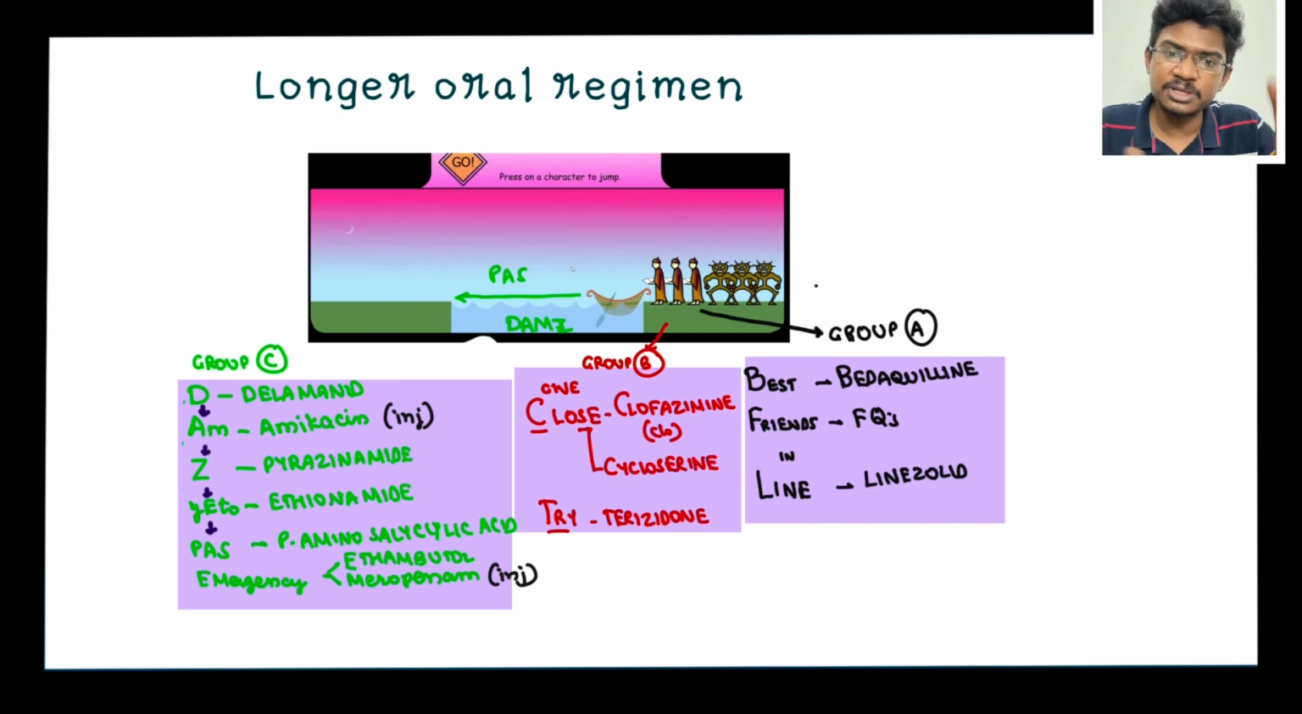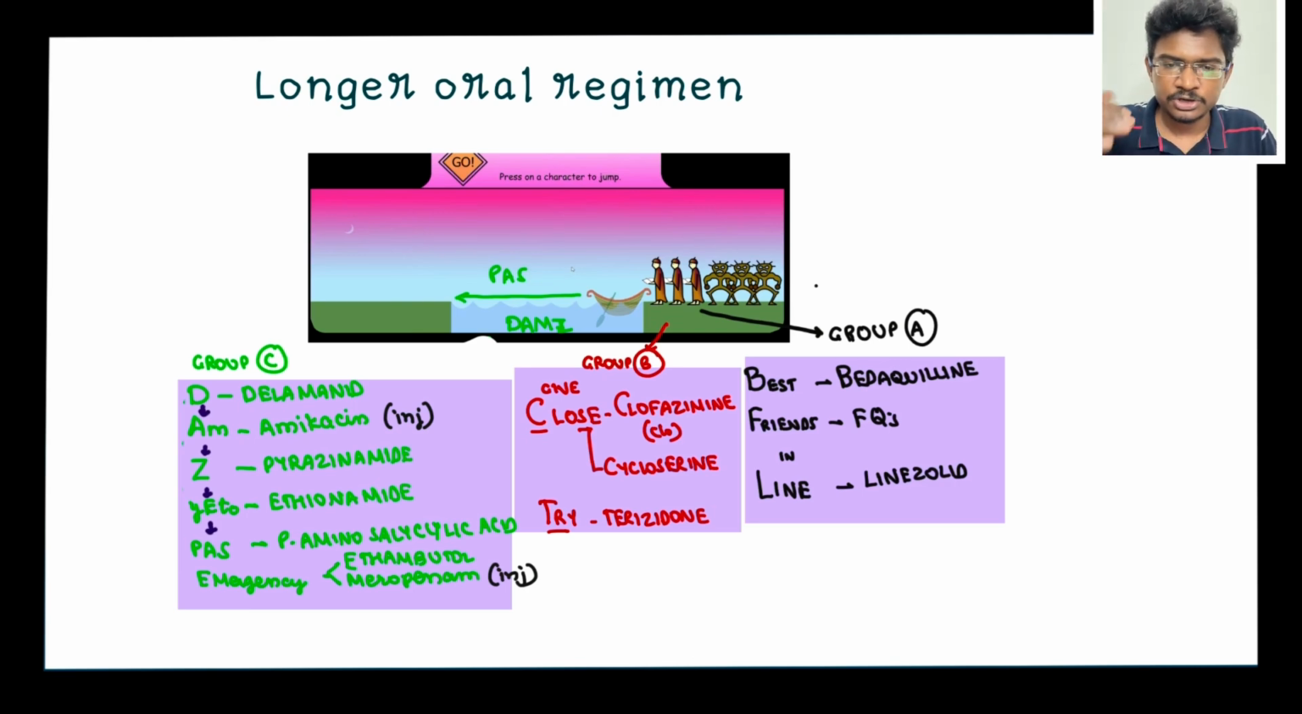Only if he is susceptible will we be giving these drugs. So they have grouped them into group A, B and C. Group A is the most potent, next is group B, next is group C. For group A, the longer oral regimen, that means the patient is going towards extreme drug resistance. So here you should give all your forces in: bedaquiline, fluoroquinolone, linezolid, put all your force in.